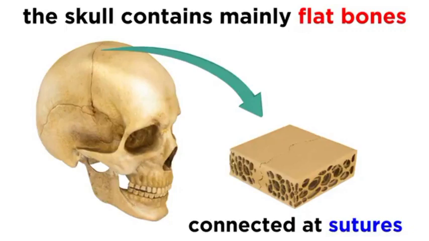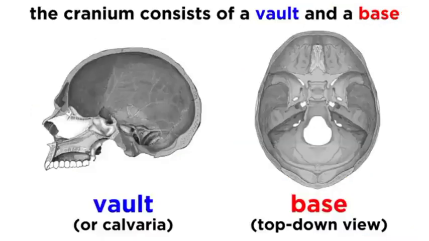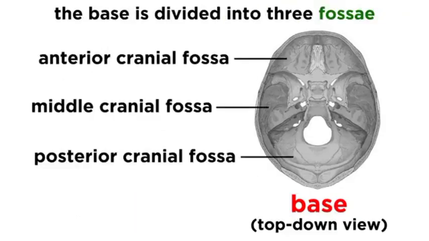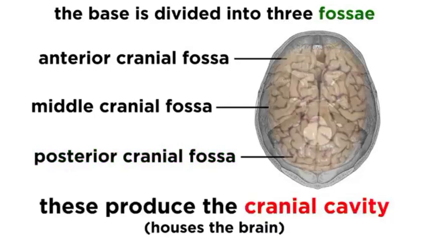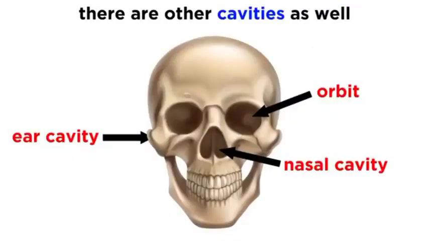Most of the bones in the skull are flat bones, and in the cranium, these are connected at serrated lines called sutures. The cranium is made of a vault as well as a base, and we should note that the base is divided into the anterior, middle, and posterior cranial fossae. Together, these produce the cranial cavity where the brain sits. There are also ear cavities and nasal cavities, as well as orbits, which house the eyes.